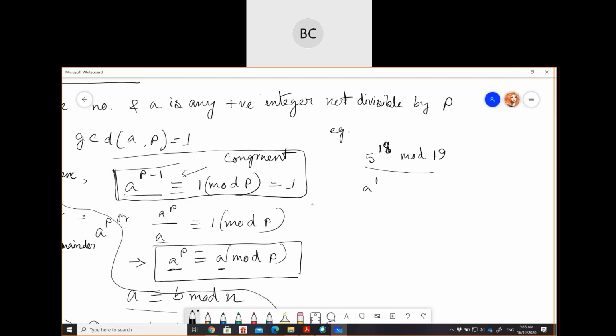So a power p minus 1 mod p, we have to convert it like this, and the same equation we can write as a power p minus 1 congruent 1 mod p, correct? So here this equation, how can we write? 5^(19-1), correct, and mod 19. So this is nothing but your p minus 1. p is your 19. I can write it as 19 minus 1. So if I put it in this format, the answer will be directly 1.